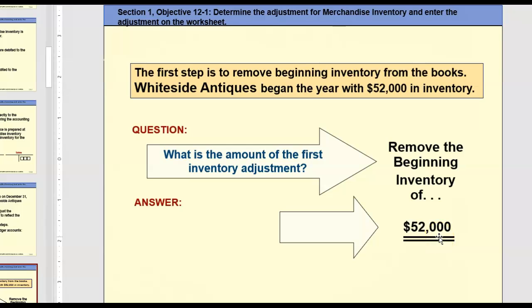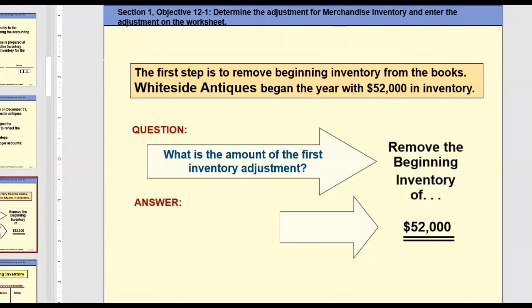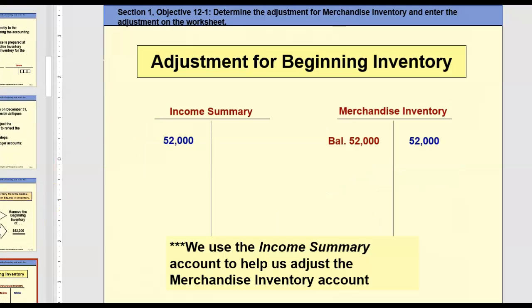So to take it off the books, we have to make an adjustment, and we've got merchandise inventory, which is a debit. We're going to credit it so that the count's zero. And then we've got to debit something. So that's where we put it into income summary to help us close that merchandise inventory account.